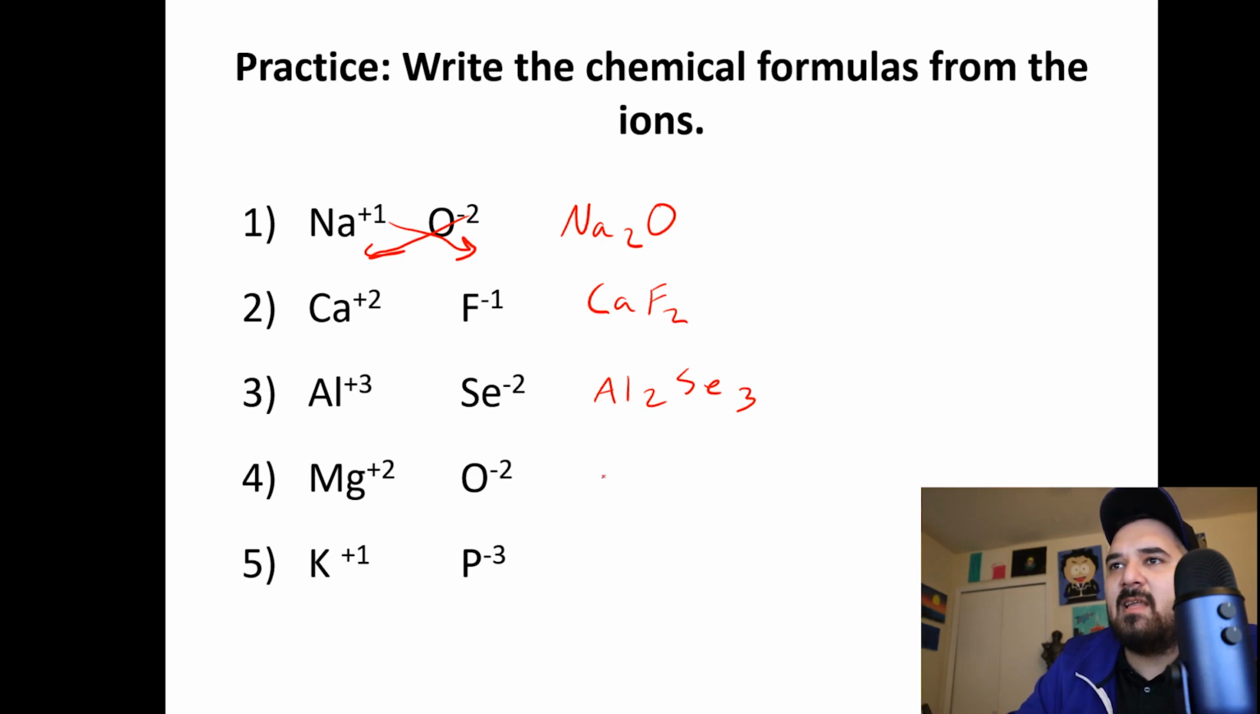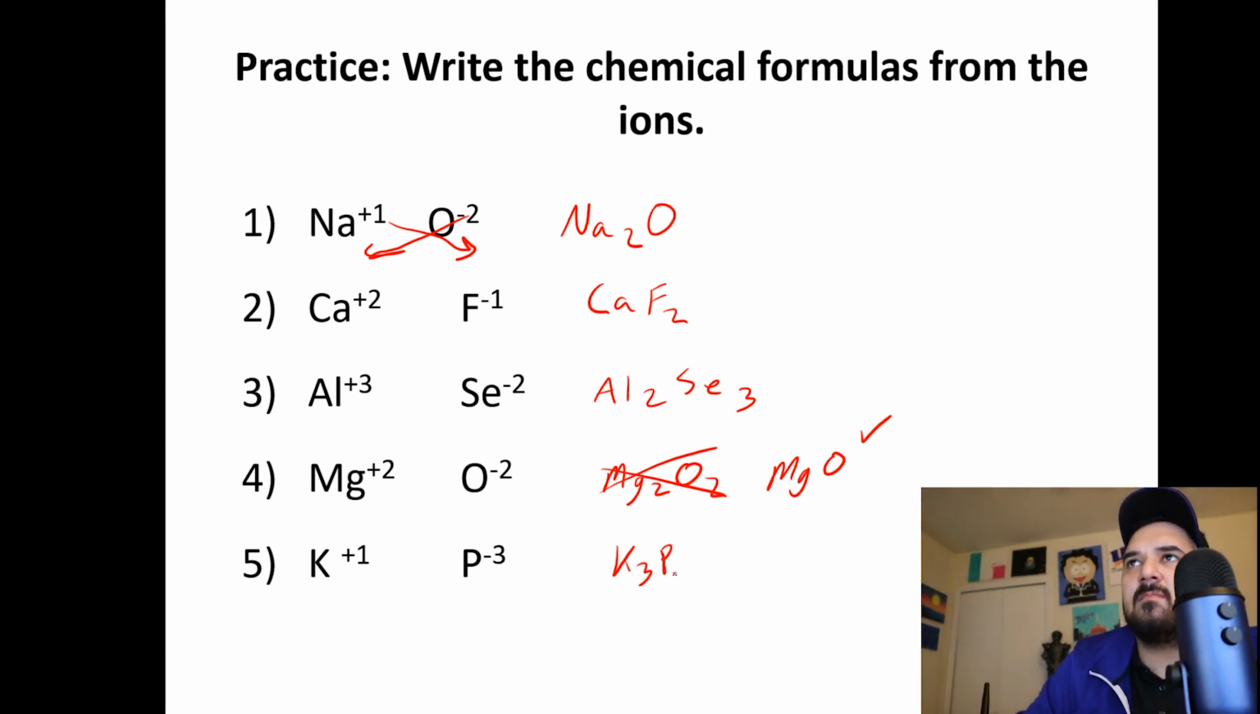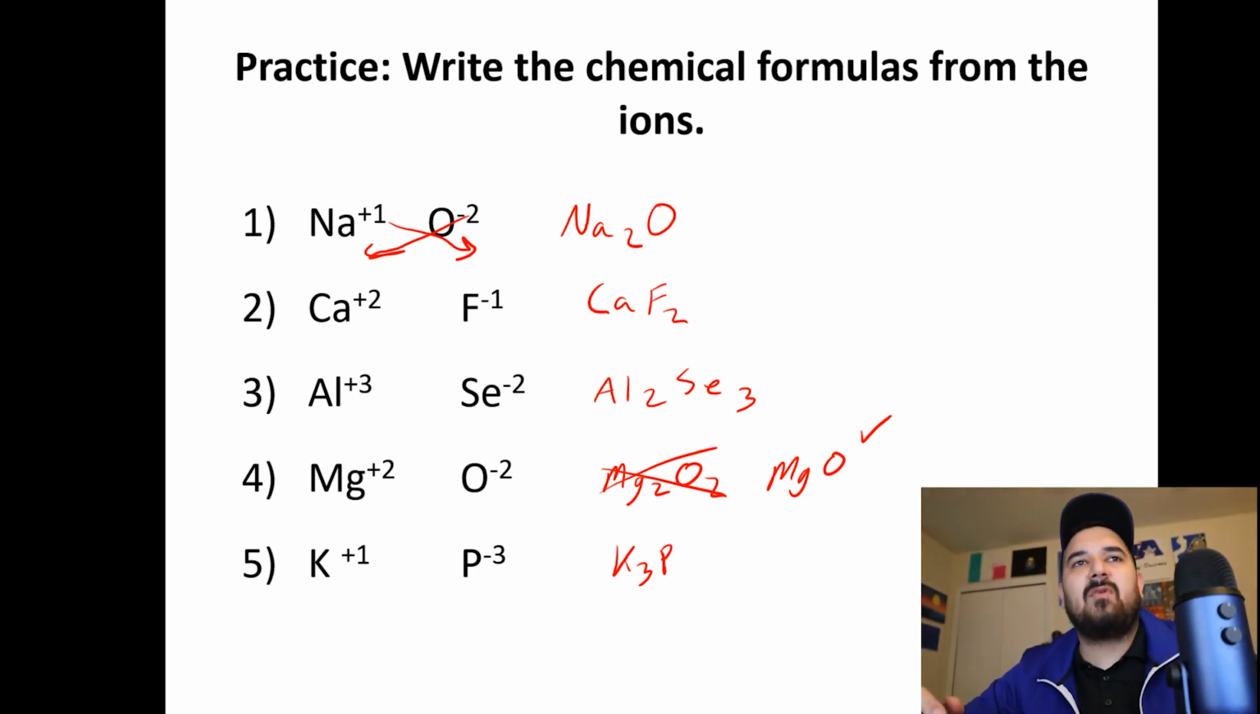And the next one, it's going to be Mg. And you could crisscross. You could make this Mg2O2. But then when you reduce, it's just going to be MgO. So this is incorrect. This is correct. All right, next one, K3P. And that's it. So this is how you write out formulas for ionic compounds.